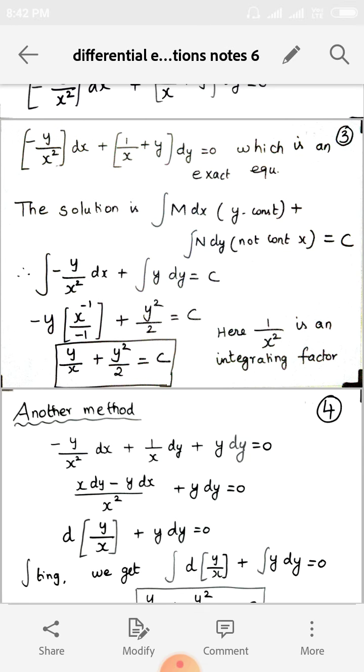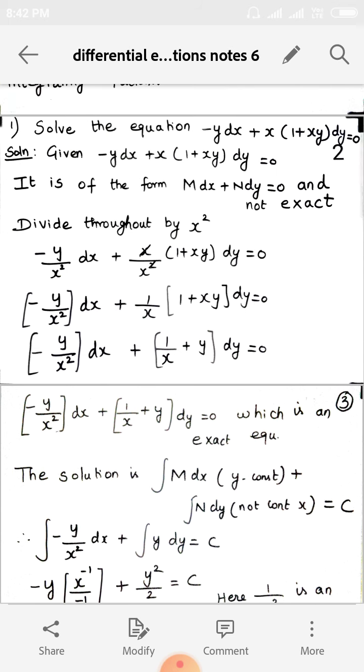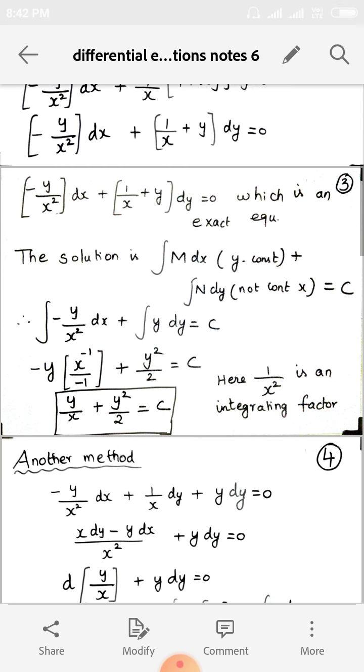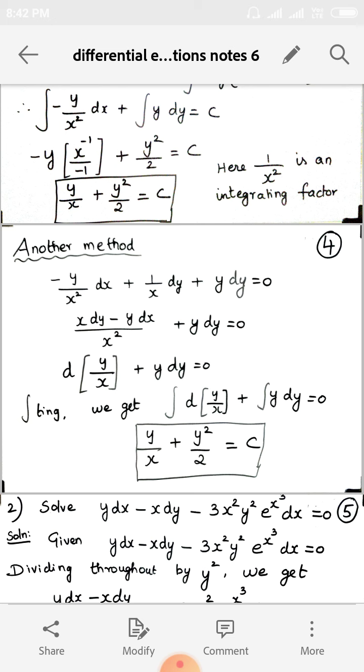That's the solution. Here 1 by x square is an integrating factor. We took dividing by x square, so x square or 1 by x square is also an integrating factor. Right. So this is another method of finding the solution to the same problem. How can we find another method?